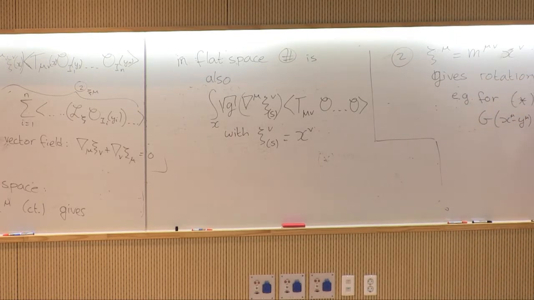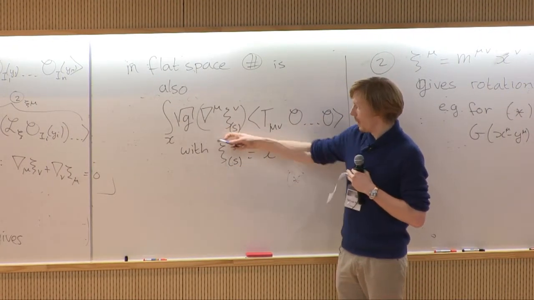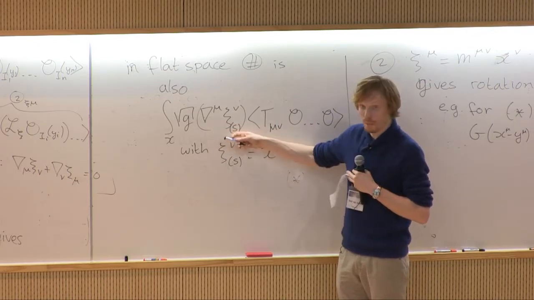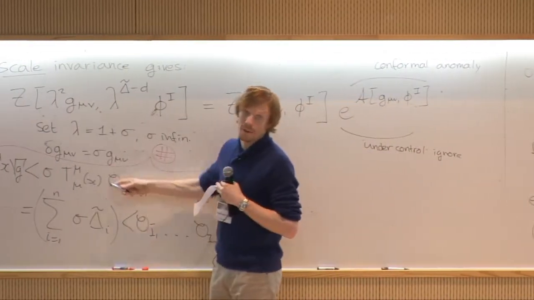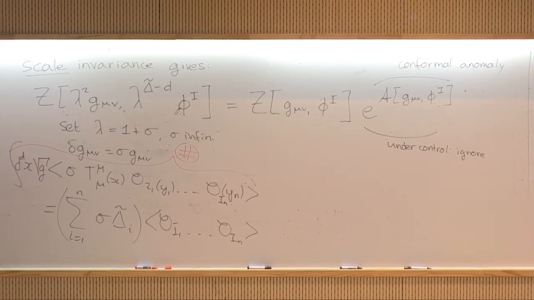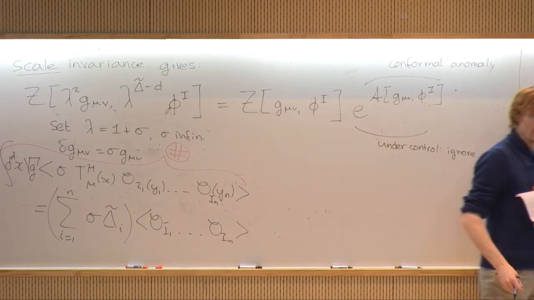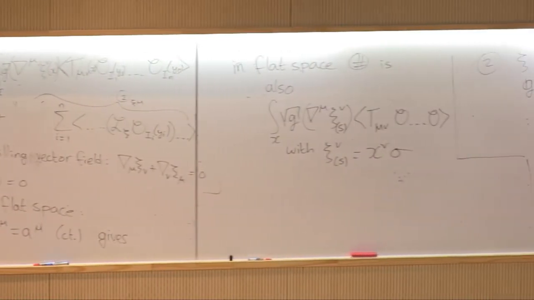Right? Because if I pick this particular vector field, it's not a Killing vector field. If I pick this particular vector field, the scale vector field, psi nu equals x nu, then if I act with the derivative on it, I get the delta mu nu here. That gives me the trace of the stress tensor. And that's exactly what this thing is. Oh, there's a sigma. So let me add the sigma to psi. And now we have an exact equality. Right? Does that make sense?